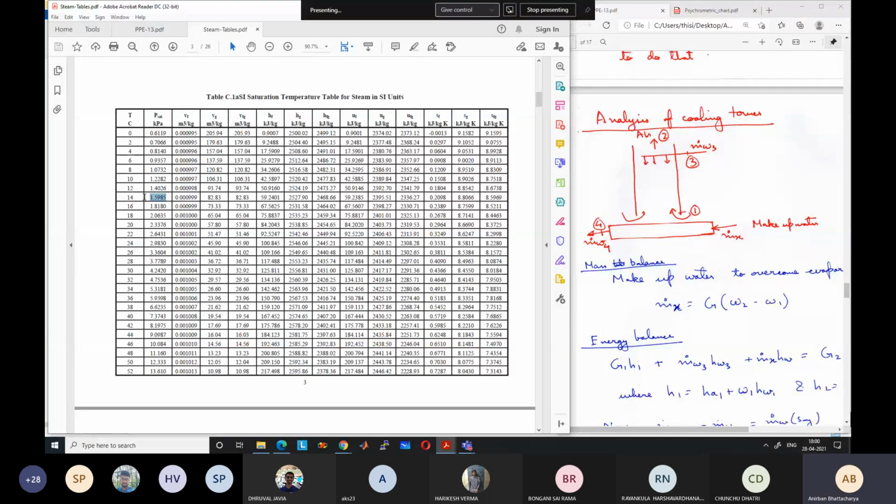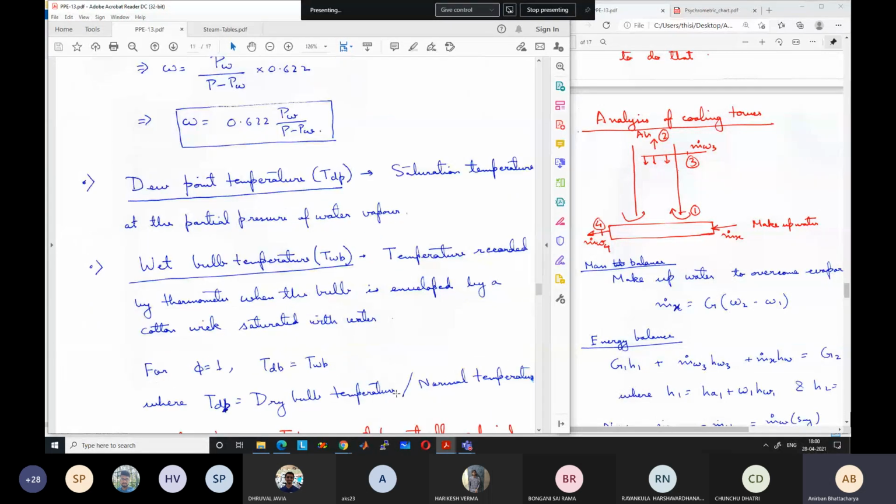Now we have also discussed wet bulb temperature, so let us formally define it once again. It is the temperature recorded by a thermometer when the bulb is enveloped by a cotton wick saturated with water. It gives us a measure of how much is the relative humidity in the atmosphere. As someone has correctly pointed out, if the relative humidity is 100%, the wet bulb temperature will be equal to the dry bulb temperature. So for phi equal to 1, dry bulb temperature is equal to wet bulb temperature. Dry bulb temperature is the normal temperature that we measure using a normal thermometer.